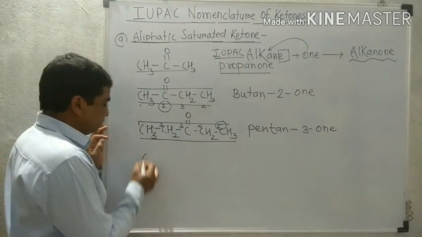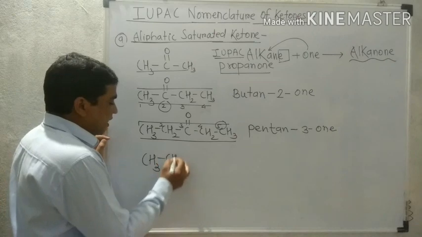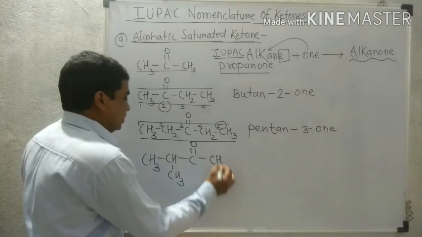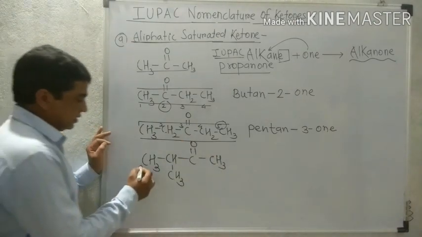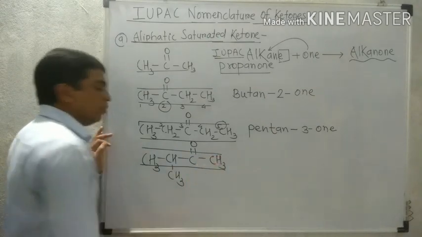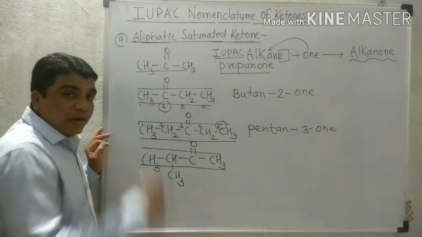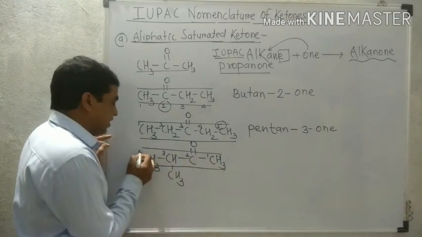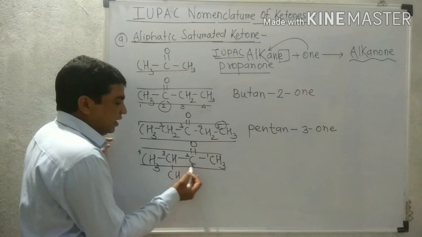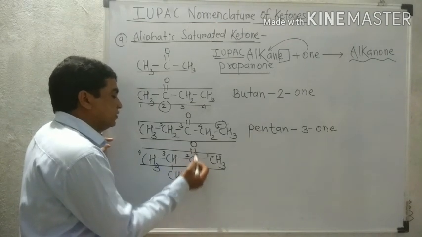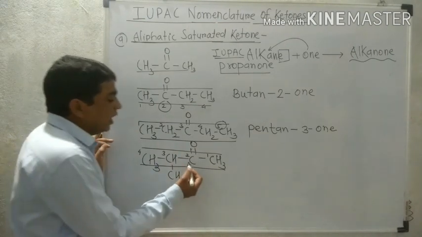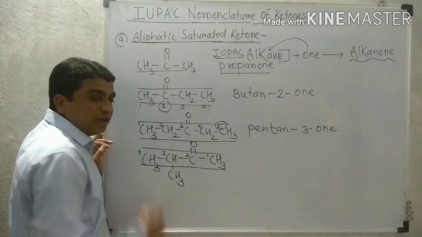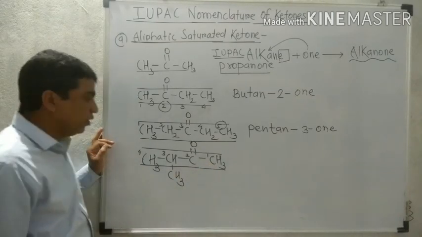For example, CH3 CH(CH3) C double bond O CH3. Again, for this structure, this is the longest continuous chain of carbon. Then we have to number the carbon chain. Number the carbon chain from that end, because this end contains the second carbon which is attached to the oxygen. That is, the carbonyl group is present at the second carbon, and from the other end, 1, 2, 3, it is located at the third carbon. Therefore, this is the correct way to number.